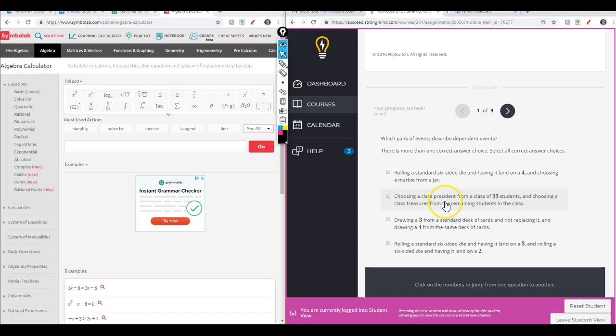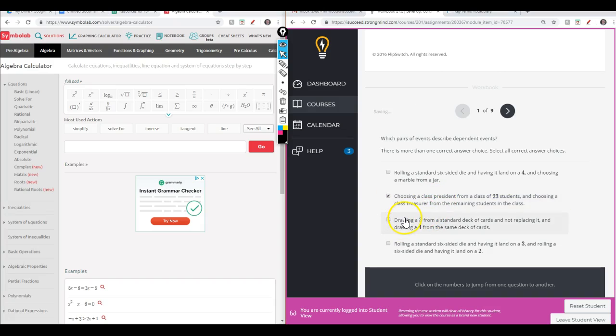So choosing a class president from a class of 23 students and choosing a class treasurer from the remaining students in the class, that is dependent because you only have 23 students. You first select the president, and now your treasurer choices go down to 22, and you cannot have that same student be president and treasurer.